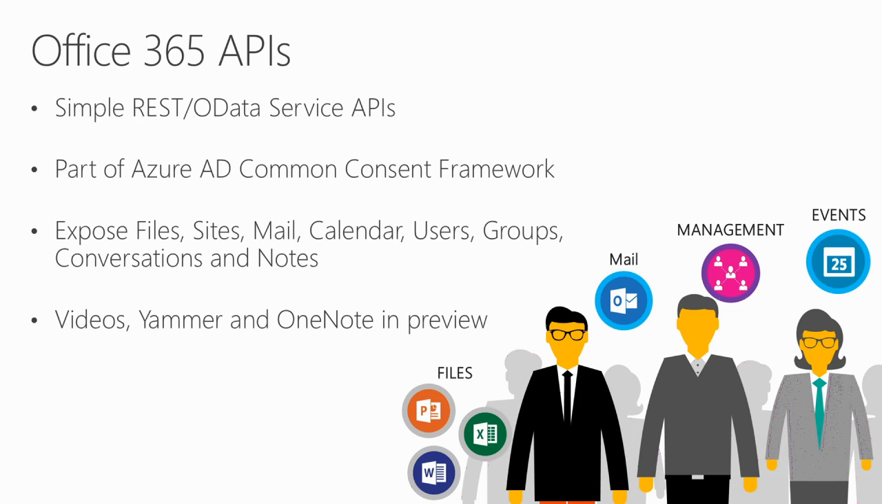So we have files, sites, calendar, mail, contacts, groups, conversations, notes. And we also have videos, the Office 365 video next-gen portals, and Yammer and OneNote in preview. So you get these different workloads available for you in the form of exposed endpoints, and you can talk to them via any application or any device that you have to get the data.